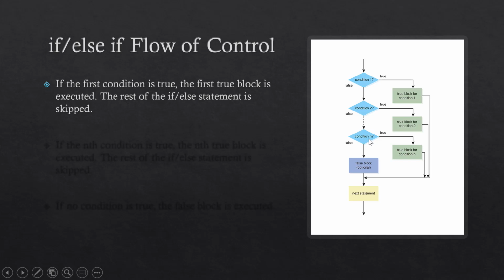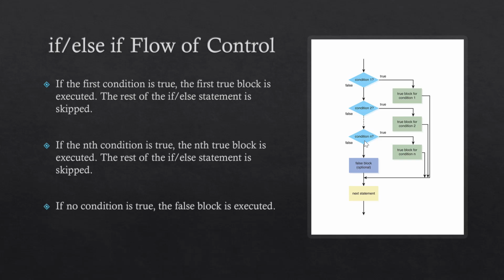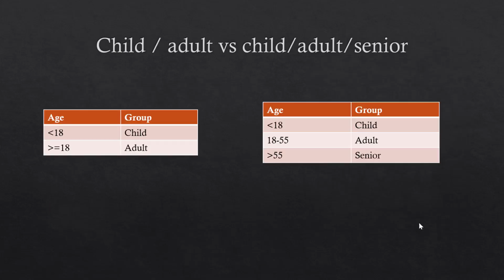And then if the last condition was false, we can have an optional false block, so the last else statement, and that will be executed if all the previous conditions were false. So let's look at this example to understand the difference between if-else and if-else if.